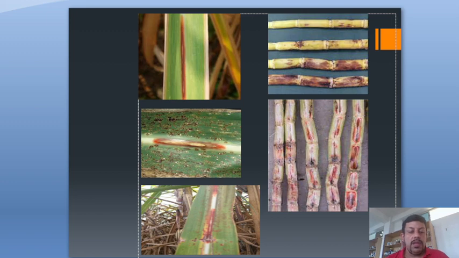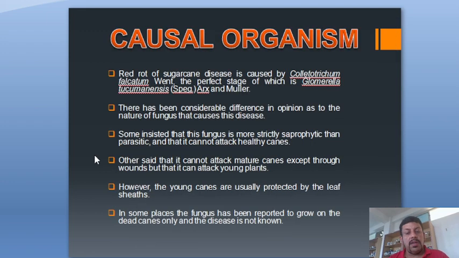Then the causal organism, which I have already discussed: red rot of sugarcane is caused by Colletotrichum falcatum. There has been constant difference of opinion as to the natural behavior of the fungus and the cause of the disease. Some insisted that this fungus is strictly saprophytic, and some said parasitic. Others say that it can attack mature canes only through wounds, but it can attack young plants also. However, the young canes are usually protected by the leaf sheaths.